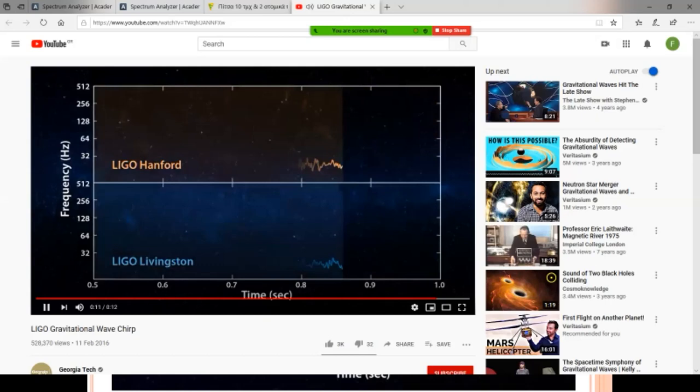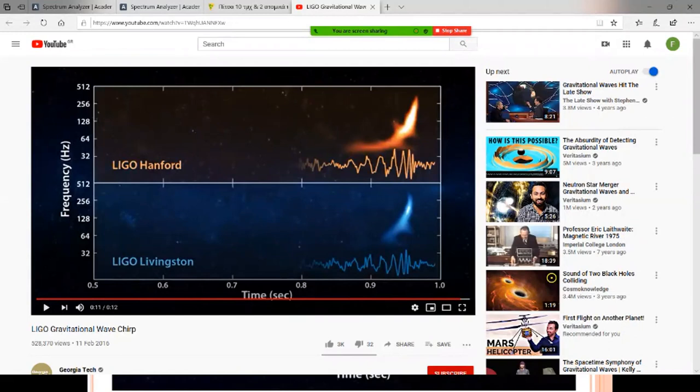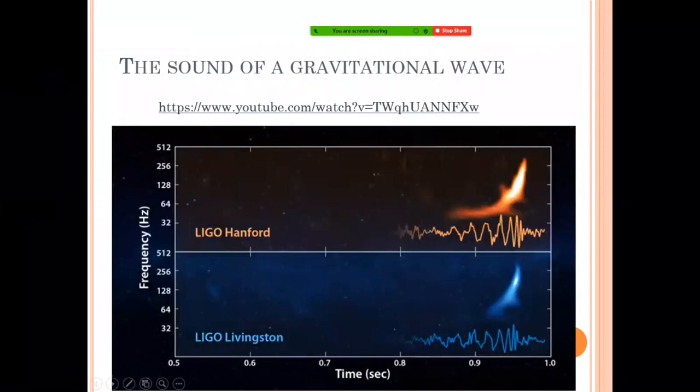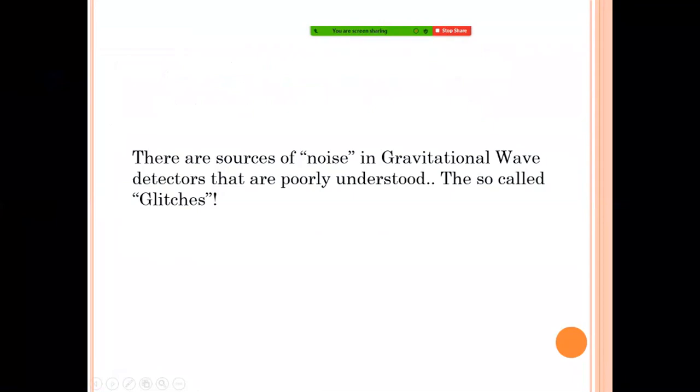This is how the strain goes, actually. The frequency increases, and you observe it also in the spectrogram. Okay, this is what a gravitational wave looks like in our detector. So, by understanding this, you might be able to understand also that there are sources of noise that we can eliminate, such as the earthquakes, but there are sources of noise that we cannot.